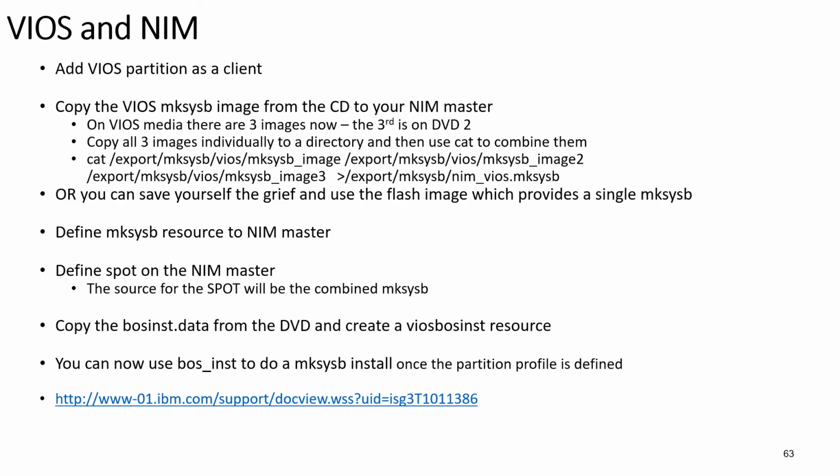So we add the VIO server partition as a client, we create our mksysb image, we define that resource, we define the spot. I typically copy the bosinst.data from the VIO server DVD and I create a VIO server bosinst resource. And then when I want to do a mksysb install, I use bosinst to do so.